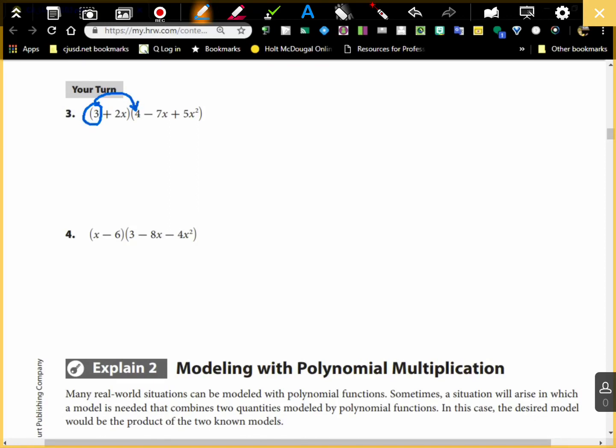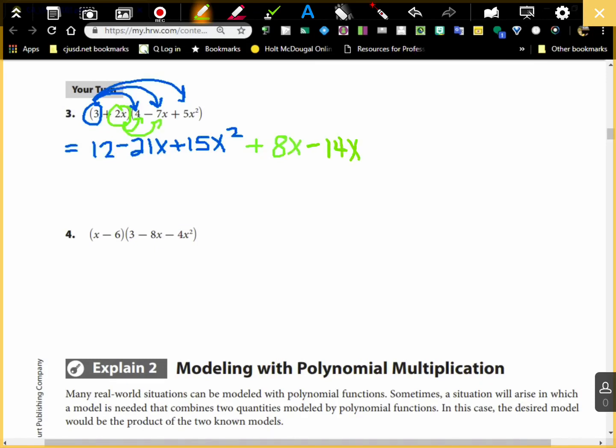3 times 4 is? 3 times negative 7x is? Negative 21. 3 times 5x squared is? 15x squared. 2x times 4 is? 8x. 2x times negative 7x is? Negative 14. 2x times 5x squared is? Cubed. Cubed, because x and x squared make x cubed.